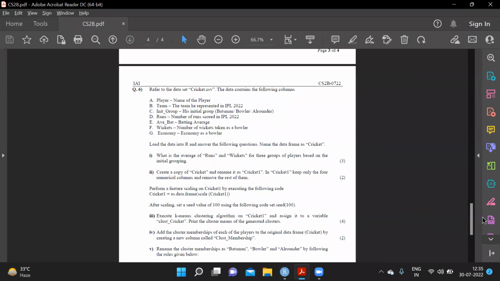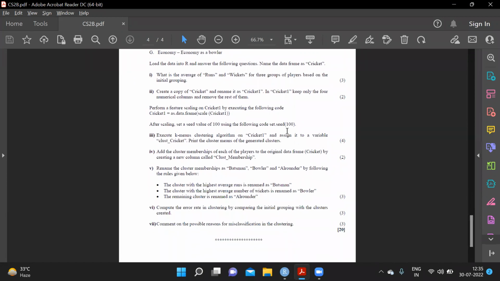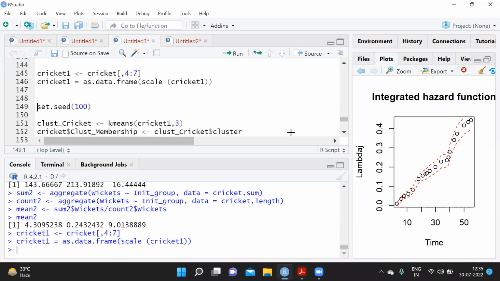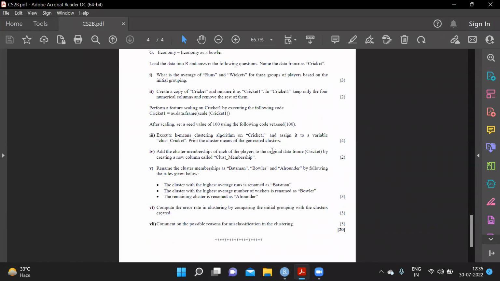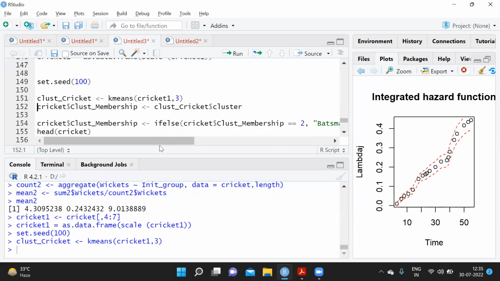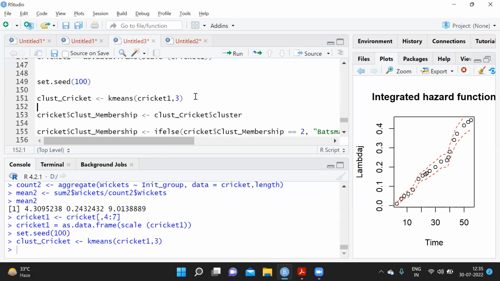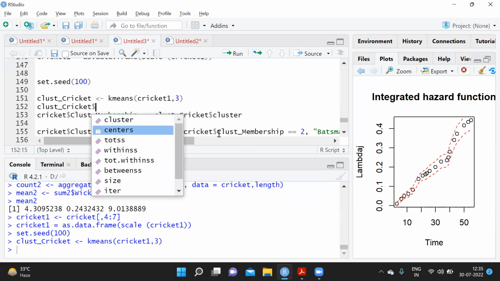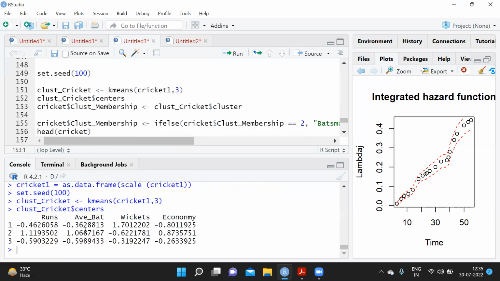Then they have asked us to create a seed value using the following code, set.seed of 100. So this was created. Then we have been asked to execute k-means clustering on cricket 1 and assign it to the variable cluster cricket. Print the cluster means of the generated clusters. So cluster cricket will do this. Then we print the cluster means of the generated clusters with cluster cricket dollar. So this gives us the cluster means.